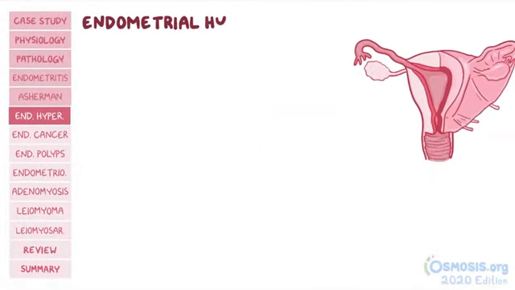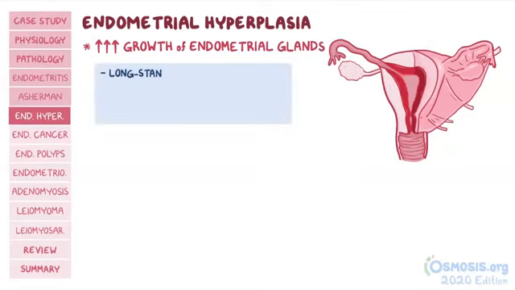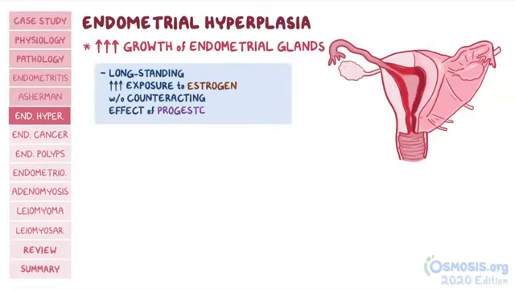Another uterine disorder that's high yield is endometrial hyperplasia. This is hyperplasia or excessive growth of the endometrial glands. What drives this process, in most cases, is long-standing increased exposure to estrogen without the counteracting effect of progesterone.